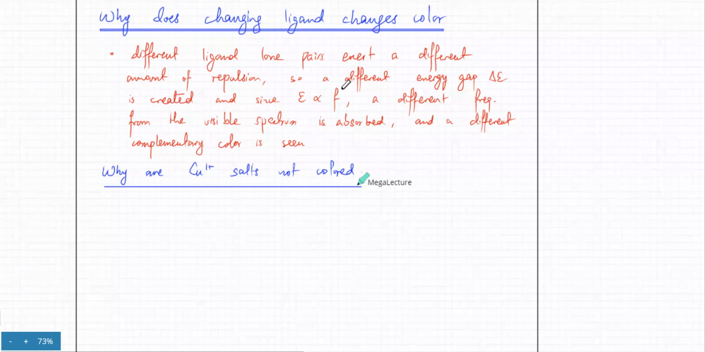So the question is, why are copper 1 plus salts not colored? For that, we need to look at the electronic configuration of copper 1 plus. If you write the copper 1 plus electronic configuration, you would realize that it's argon, and originally copper's electronic configuration was 3d10 4s1. Because it's 1 plus, the 4s1 is gone, so it's 3d10. Now, the reason copper 1 plus is not colored is that its 3d subshell is completely full.